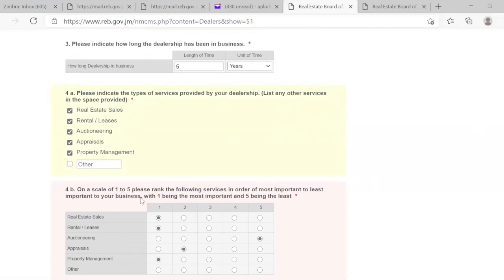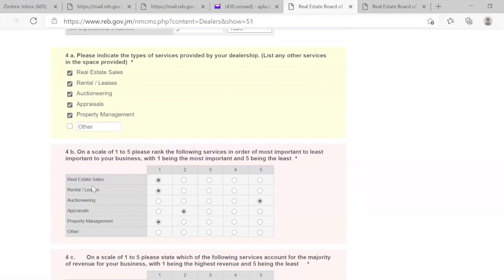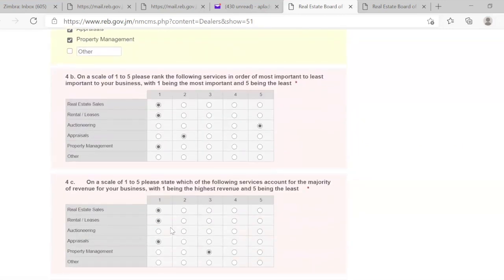On a scale of 1 to 5, please rank the following services in order of most important to least important to your business, with 1 being the most important and 5 being the least. So here, let's say your dealership heavily focuses on real estate sales, then the highest rank here would be 1. If heavily focus on rental and leases, then it would be 1. Auctioneering, your dealership doesn't do much of that, then you put it at 5. Appraisals, just do a few, then you put it at 2. Property management, heavily focus on that, then you put it on 1. Otherwise, depending on the scale, you can select the importance of each of these areas to your business.